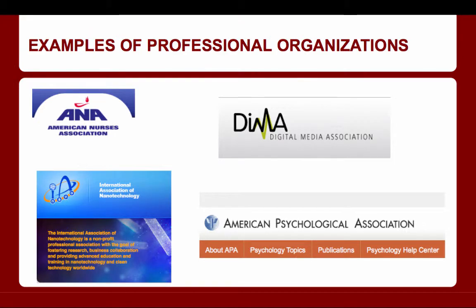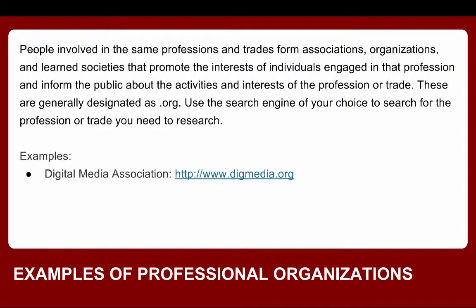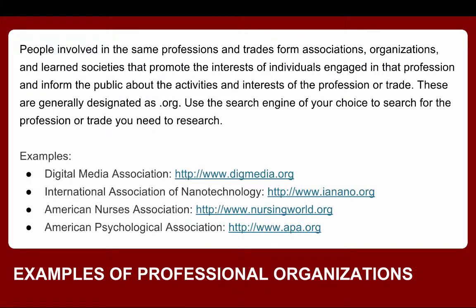Examples of professional organizations. People involved in the same professions and trades form associations, organizations, and learned societies that promote the interests of individuals engaged in that profession and inform the public about the activities and interests of the profession or trade. These are generally designated as .org. Use the search engine of your choice to search for the profession or trade you need to research. Examples include Digital Media Association, the International Association of Nanotechnology, American Nurses Association, and the American Psychological Association.